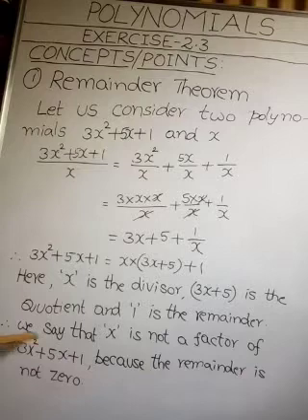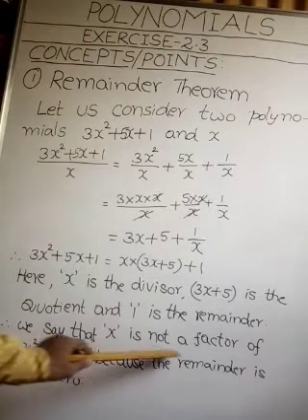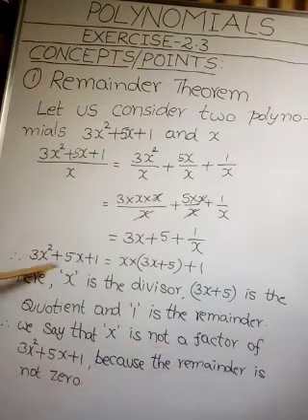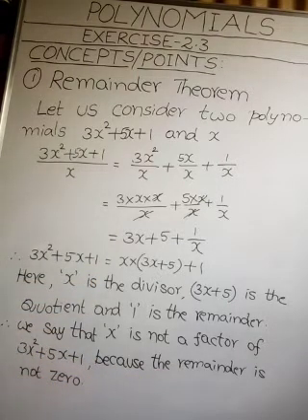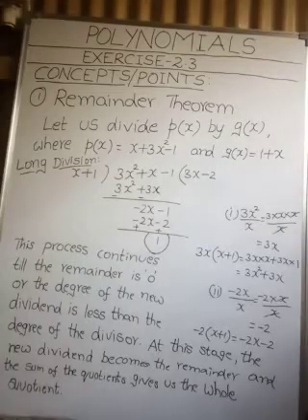Therefore, we can say that x is not a factor of 3x² + 5x + 1, because the remainder is not 0. When you get a remainder 0, in that case only we can say that it is a factor of the given polynomial, otherwise not. Understood this point, my dear children? Right. Now let us take another example.